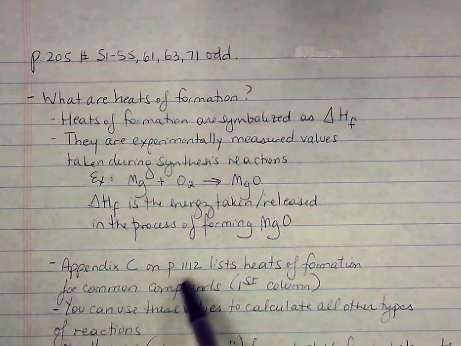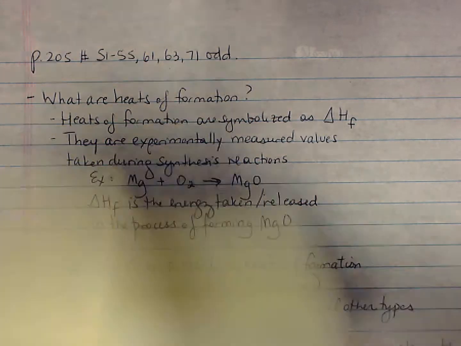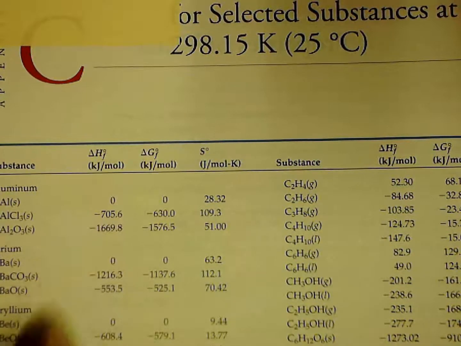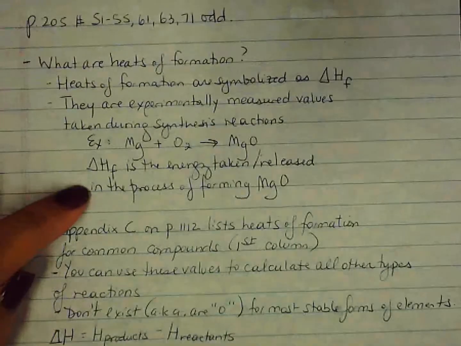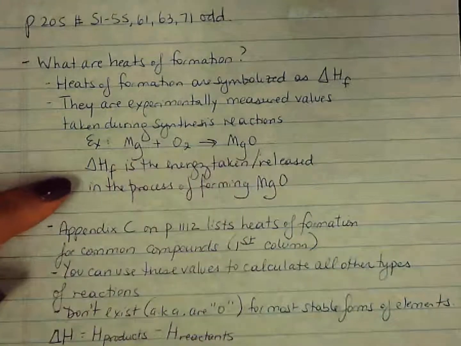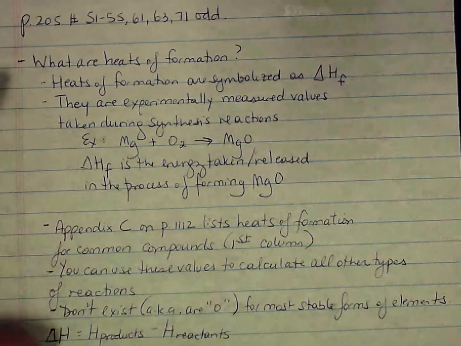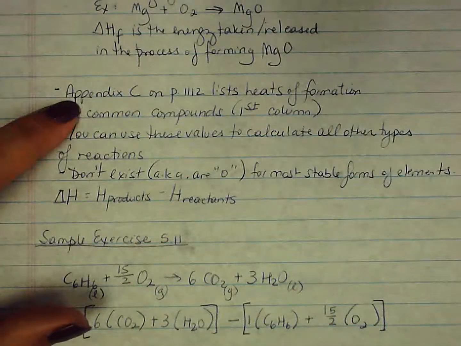There's an appendix in the back of the book on page 1112 that lists the heats of formation for many common compounds. I'll show it to you. It's essentially tables that look like this. The heat of formation is in the first column. Note the units, it's in kilojoules per mole. When you determine these things, essentially you're doing a calorimetry experiment. You're figuring out what Q is for a reaction, and you're using the heats of formation of benzene, oxygen, carbon dioxide, and water.